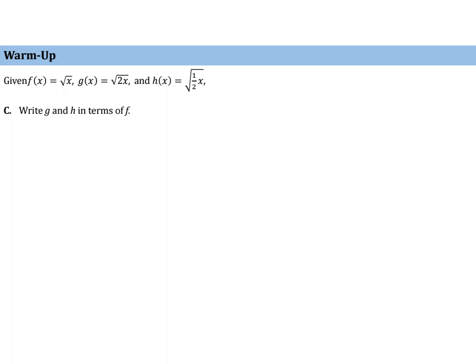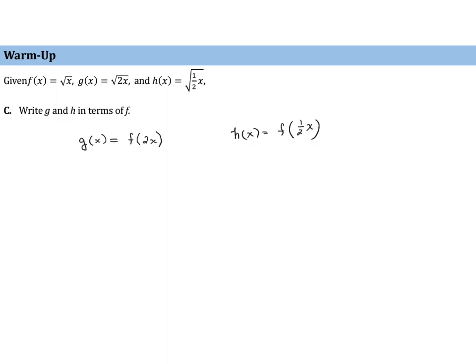If f means take the square root of the input, then what is the input for the square root for g? Well, it's 2x. We're taking the square root of 2x. So we can say take f and apply it to 2x, and that means take the square root. And then likewise, h of x is going to be f of 1/2 x.